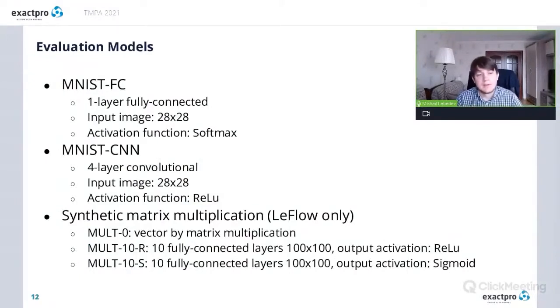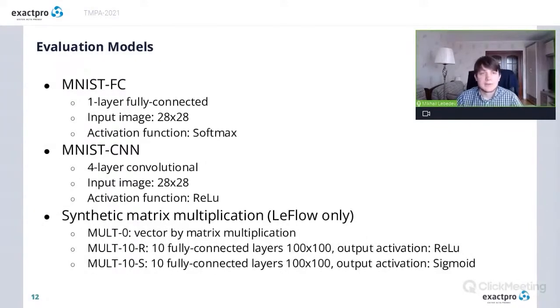So here you can see our evaluation models. These are very small models of the neural networks. This is because we don't have big FPGAs. We used the small ones. I'll talk about this later.